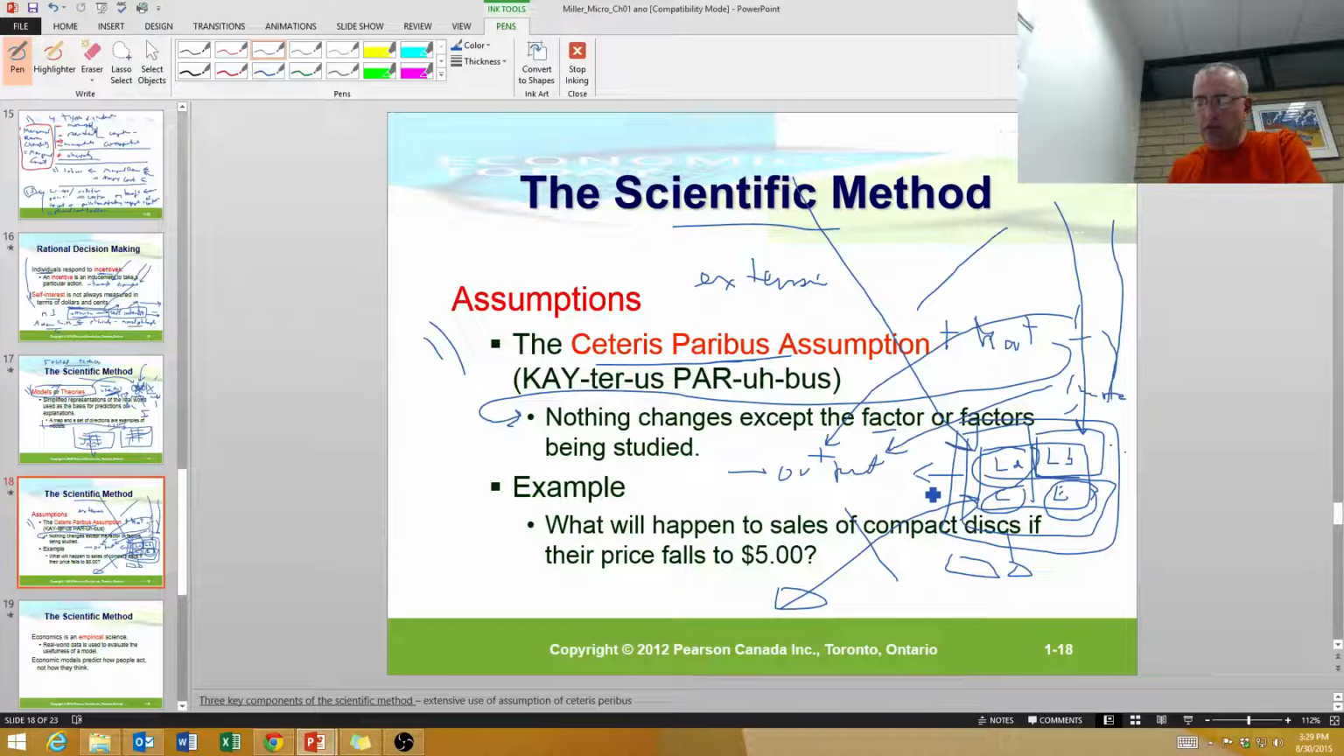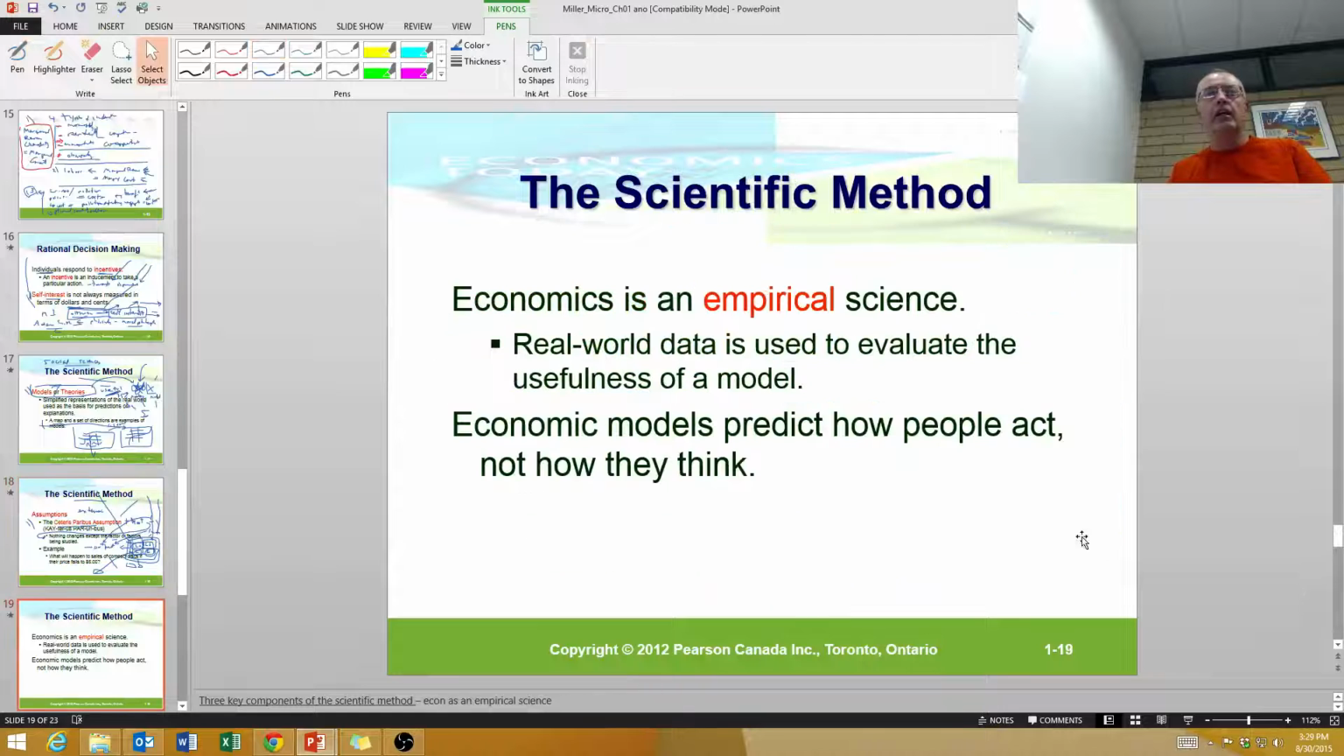Anyways, okay. So the third assumption that we make as part of the scientific method as it's applied to economics is that economics is a so-called empirical science. Anyways, it comes to the next part. It's an empirical science, and that means it's based on observable things.